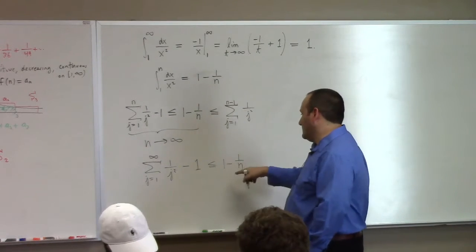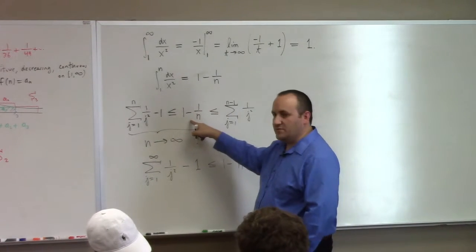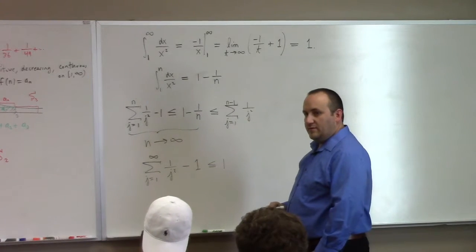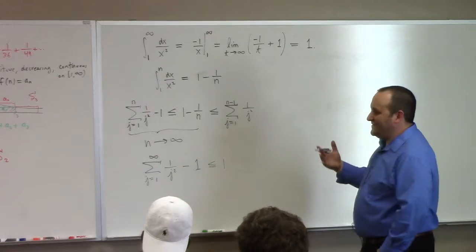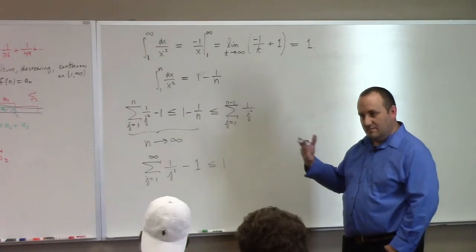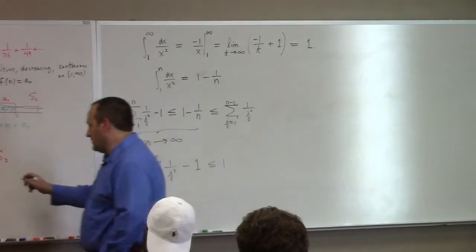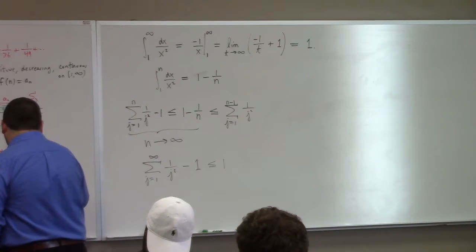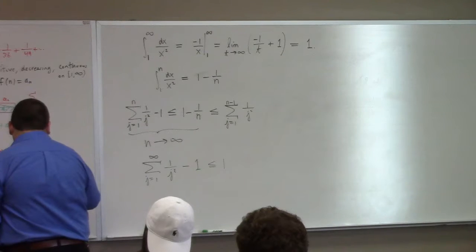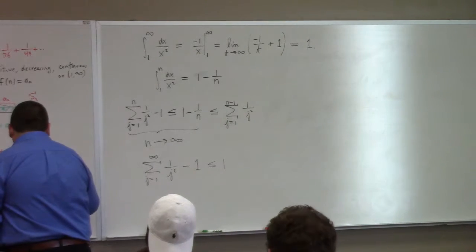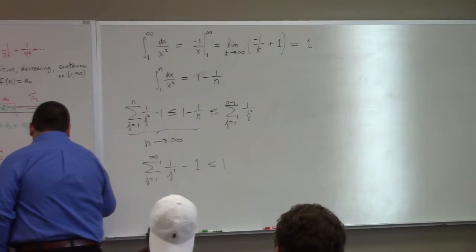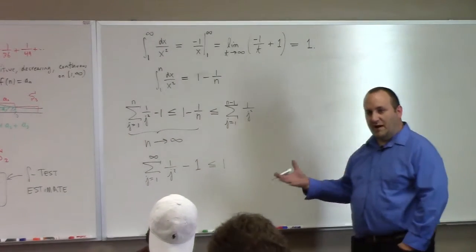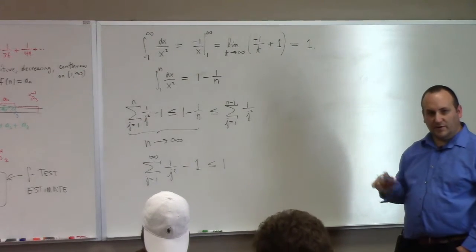But of course, what's the limit of that as n goes to infinity? This is 1, right? This thing I wrote down right here is sometimes called the integral test estimate. It gives us a way of bounding the series. Even if we can't calculate the series directly, we can at least put a bound on its sum. We can tell kind of close to where it goes, right?